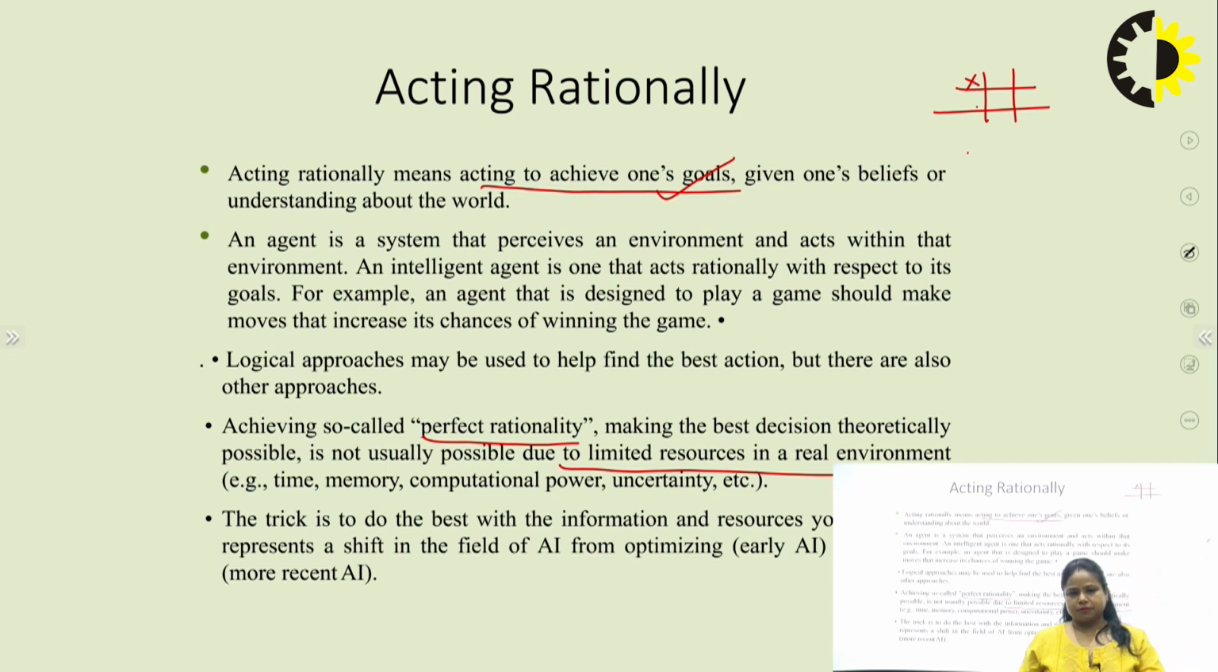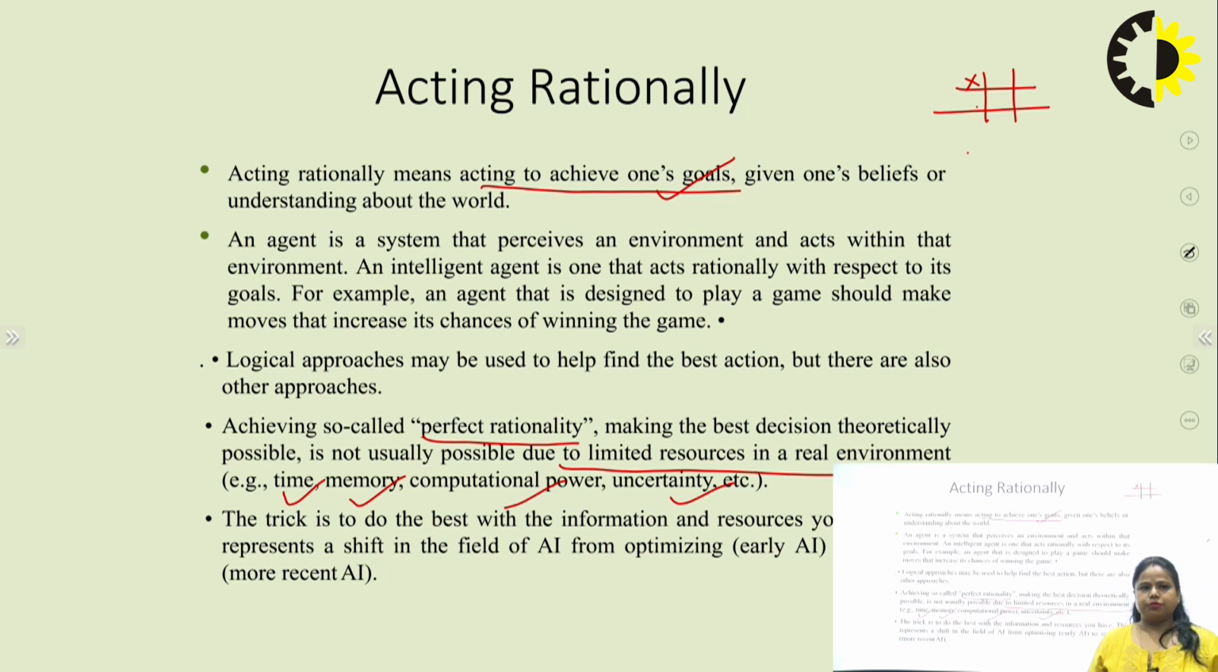Perfect rationality means there is no problem, nothing is there, we have to take the best outputs, the best decisions in the system. But due to certain limitations in terms of resources like time, memory, computational power, or certain uncertainties in the environment, we are not able to generate perfect rationality. The trick is to do the best with the information and the resources you have.